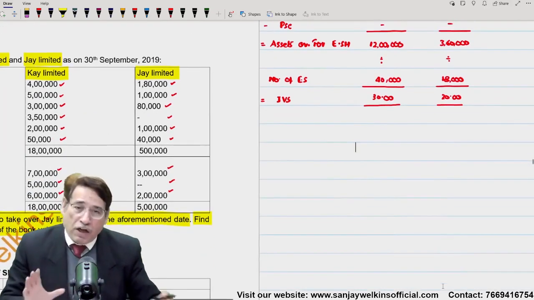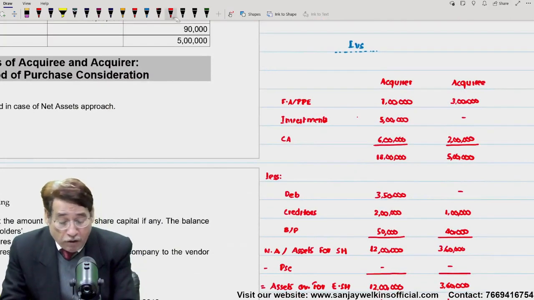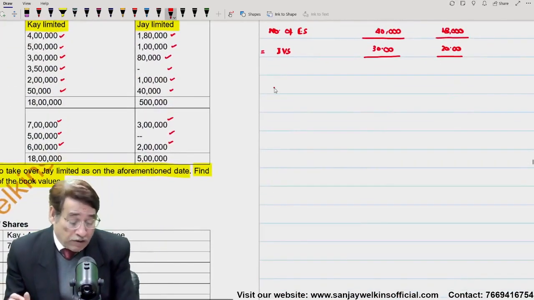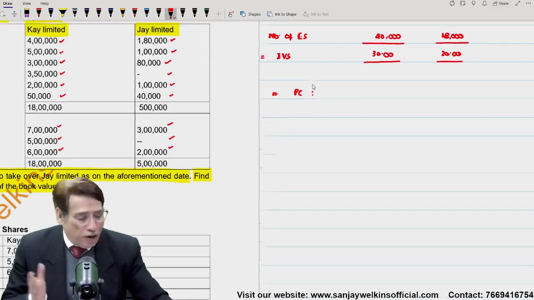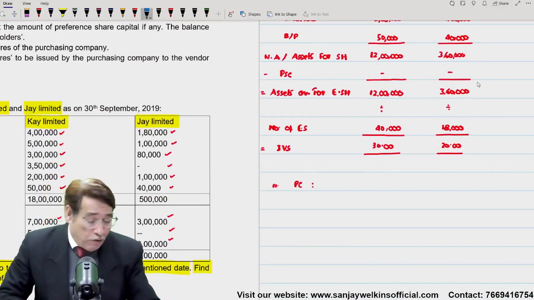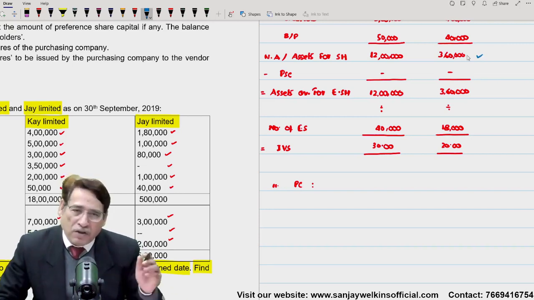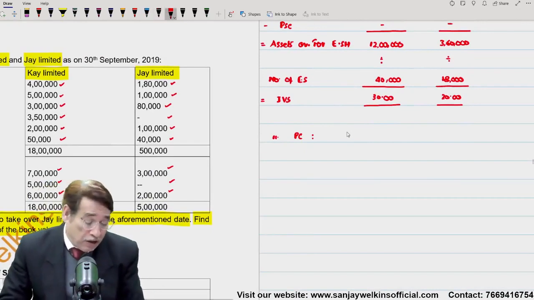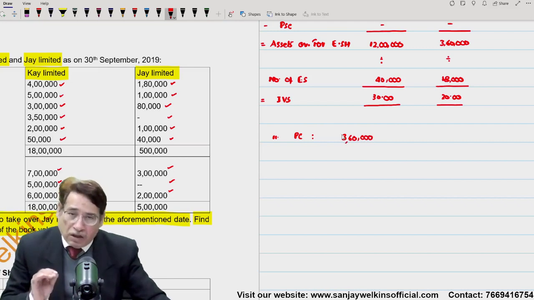So we have computed the intrinsic value of share. Generally, under questions of intrinsic value of share, your first step will be computation of intrinsic value of share. After having computed it, your next question should be: what is the amount of purchase consideration, which as an acquirer company you are supposed to pay to the acquired company? You have already computed that. See here, your purchase consideration will be equal to net assets, assets minus liabilities, 3,60,000. This is the amount which you are supposed to deliver to the acquired company. So we have found the purchase consideration already, 3,60,000, that is net assets. Is it clear to you or not?